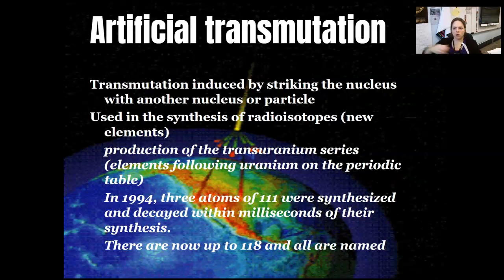We do have a couple, I'll show you in class, a couple on the periodic table. And so the production of the uranium series, or elements following uranium on the periodic table. Anything after uranium is all man-made. In 1994, 3 atoms of element 111 were synthesized and decayed within milliseconds of each other. They're now up to 118, and they are all named.